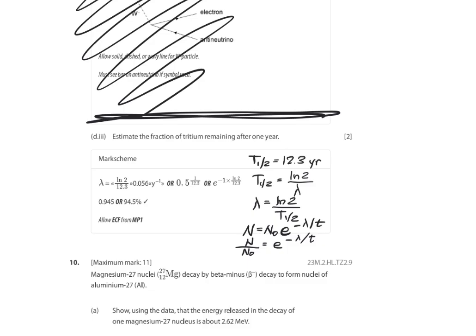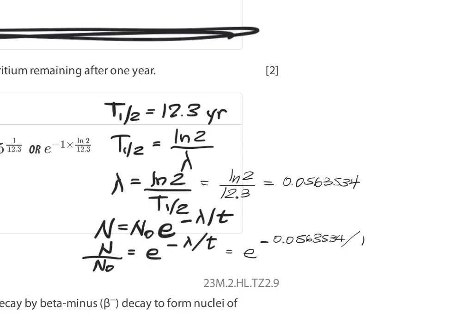The reason why I care is because the actual count is the original count times e to the negative lambda t. And it wants the fraction of tritium. So basically I'm doing N over N naught is e to the negative lambda t, but I can figure out lambda and I know t. So let's figure that out. We figure out that the decay constant is 0.0563534 years to the -1, because we're dealing with years.